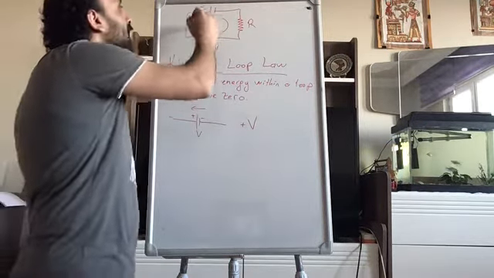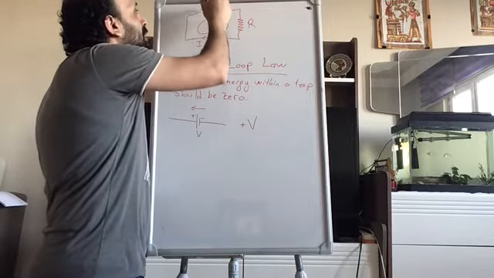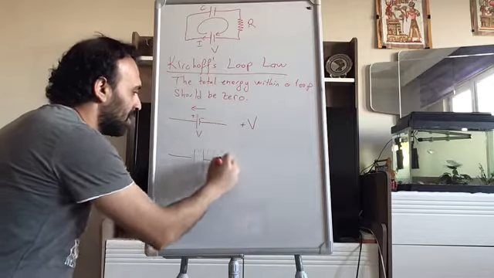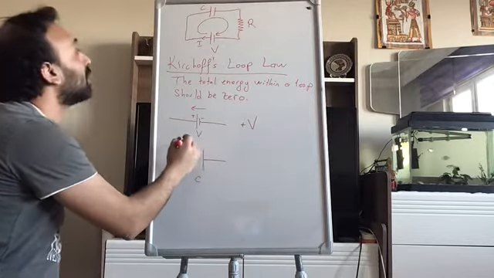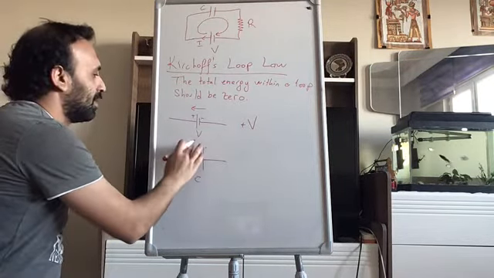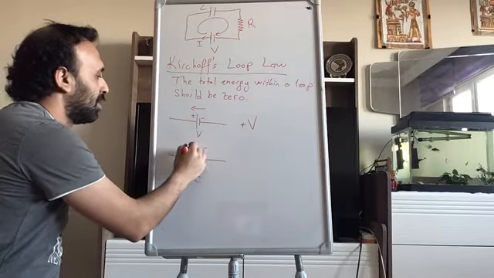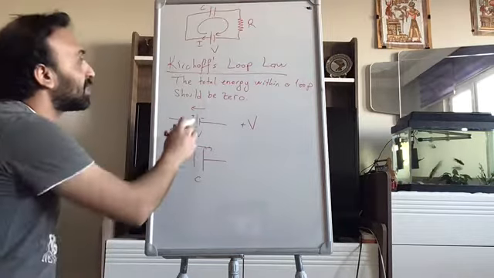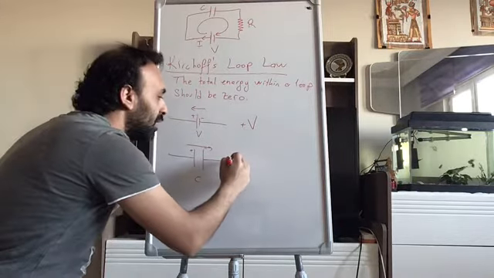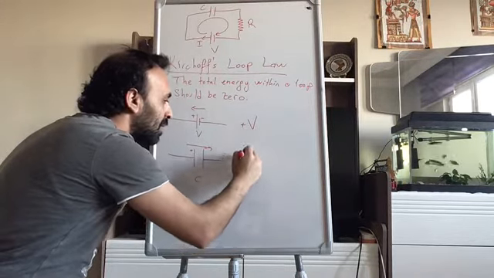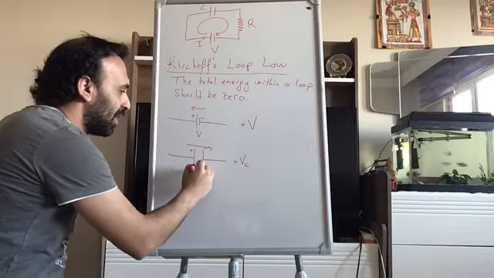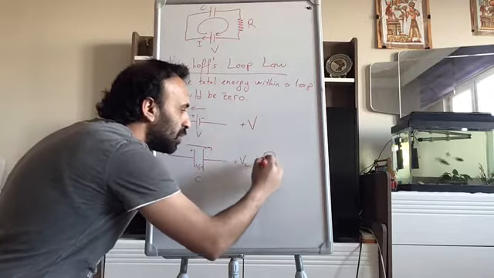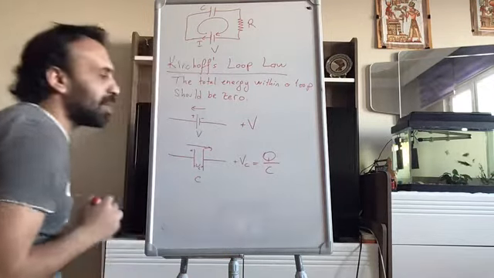So let's keep going. Then we come to the capacitor C. So this is going to be plus, and this is going to be negative. So if we move like this in the same direction again with the current, it's going to be plus Vc. Vc is the electric potential between the plates, and what is Vc? It is simply Q over the capacitance.